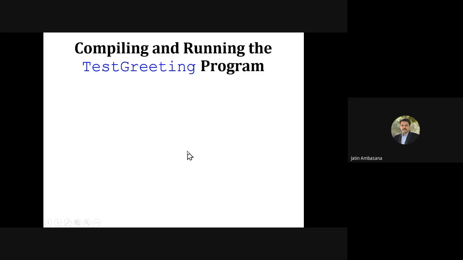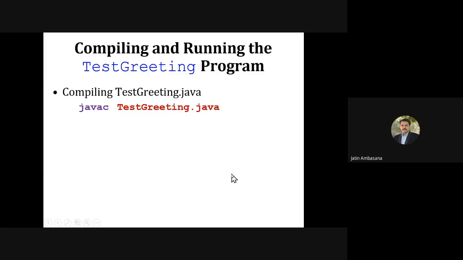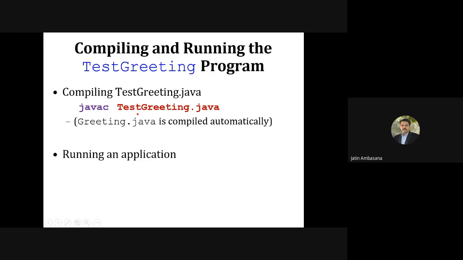Now see what happens when you compile and run the TestGreeting program. When you compile with javac TestGreeting.java, Greeting.java is compiled automatically. Why? You will say, sir, we are compiling TestGreeting.java, so why does Greeting.java get compiled automatically? This would be the question you get. These are two different files we saw just some slides ago. One is Greeting.java and another is TestGreeting.java.